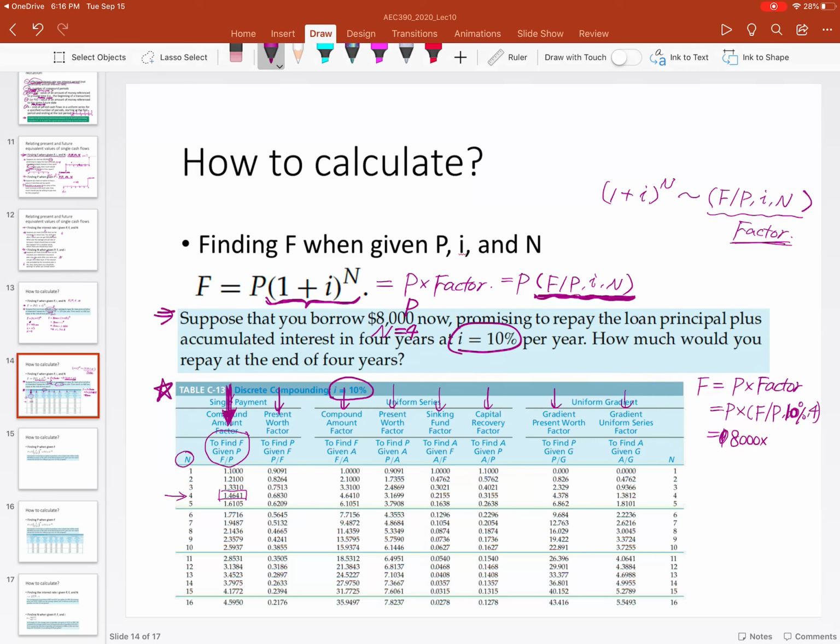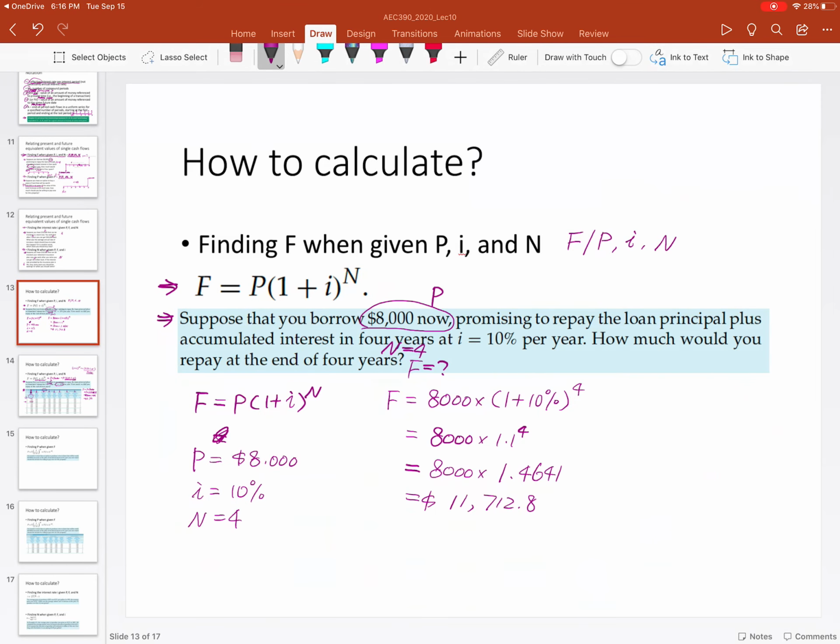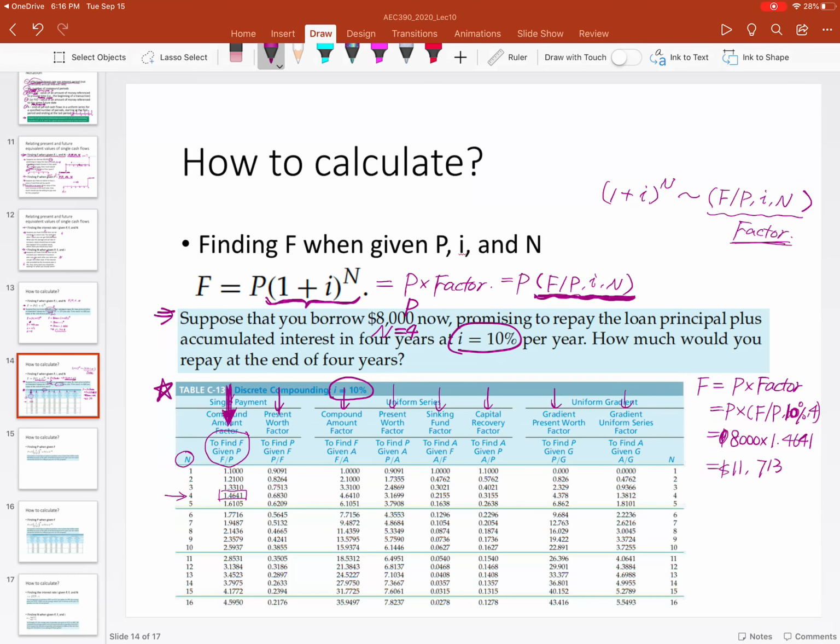And the P is 8,000. And that factor is, what we have already found, 1.4641. That will give you 11,713. Exactly the same as this answer. Okay, so both ways work, but usually we will use the table method.